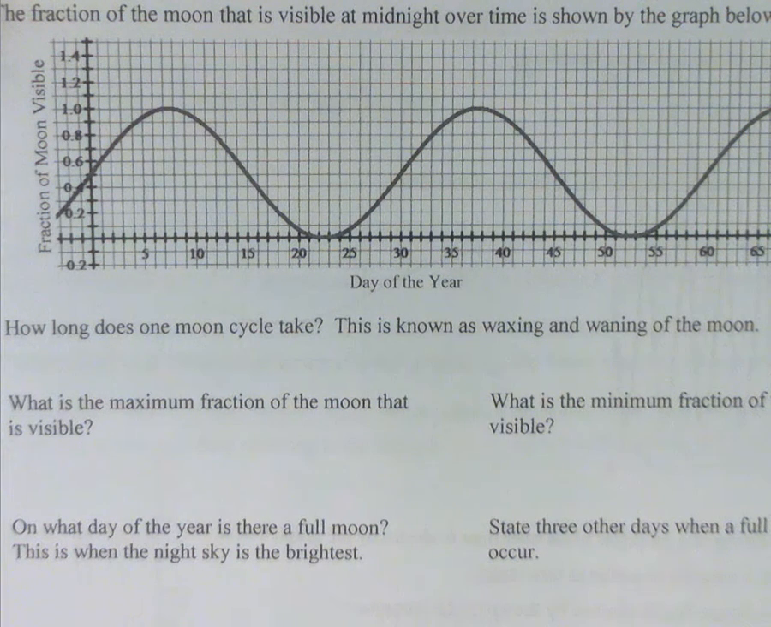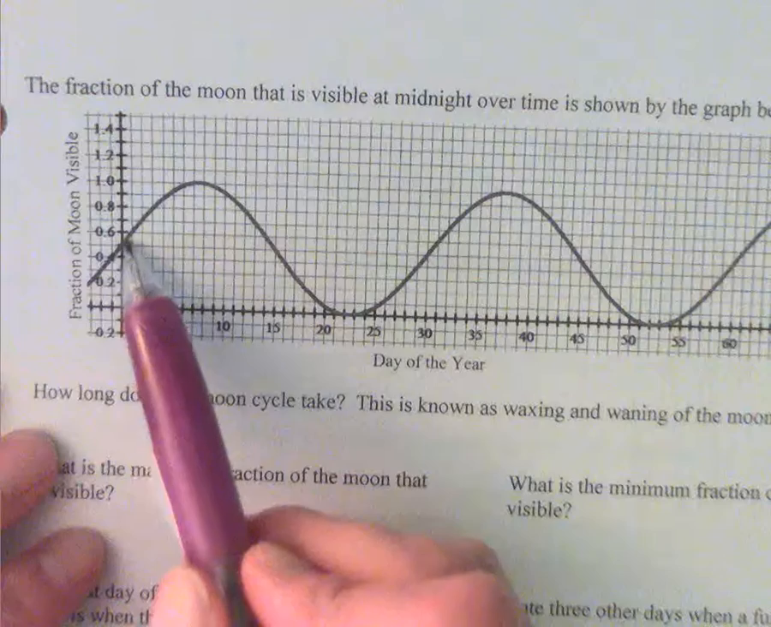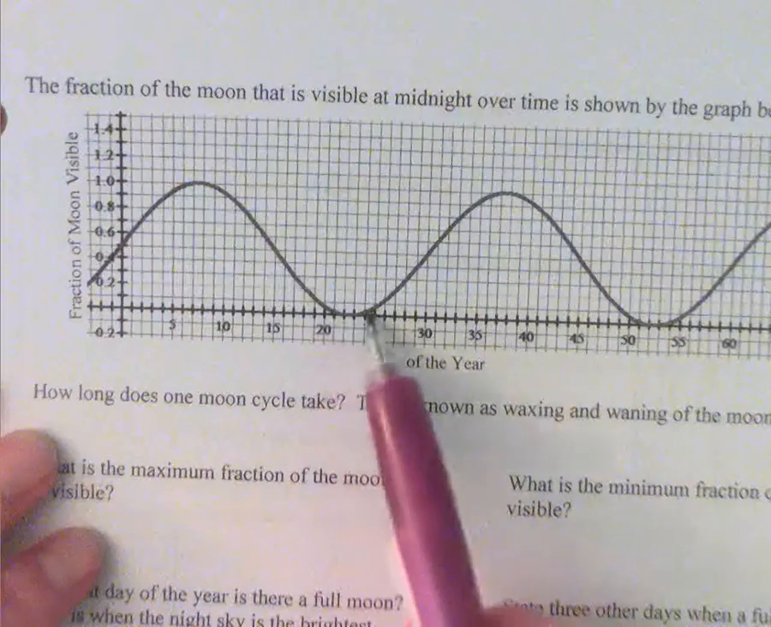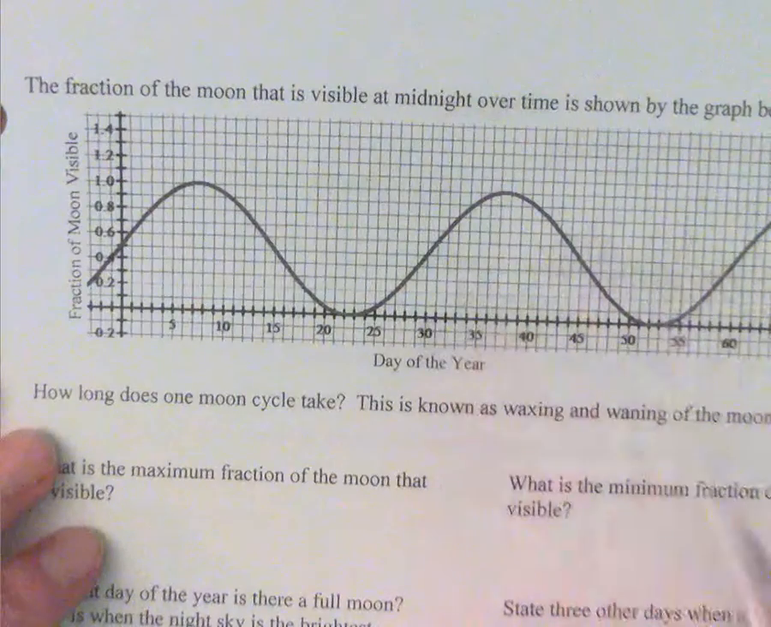Okay, so if we look at this example, it says the fraction of the moon that is visible at midnight over time is shown by the graph below. So how long does one moon cycle take? This is known as waxing and waning. So if I start here at 0 and go around till I find that exact point again, it takes 30 days.